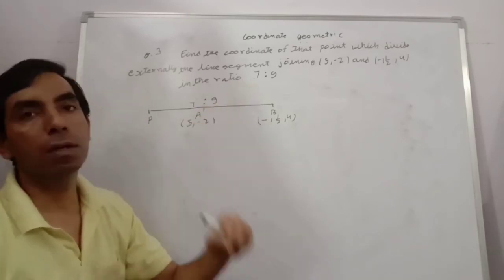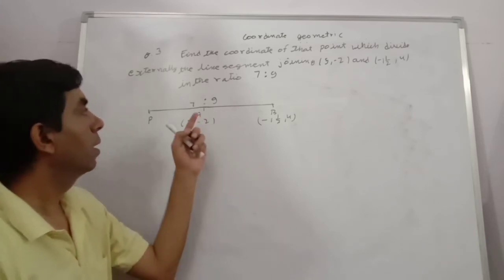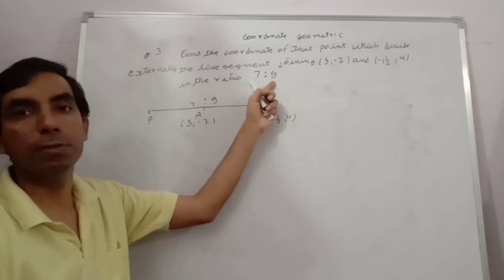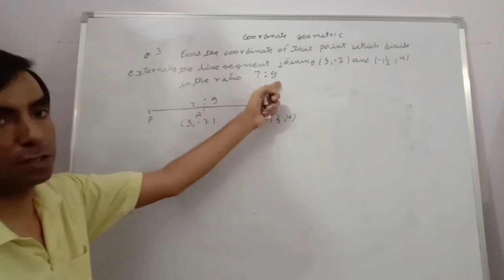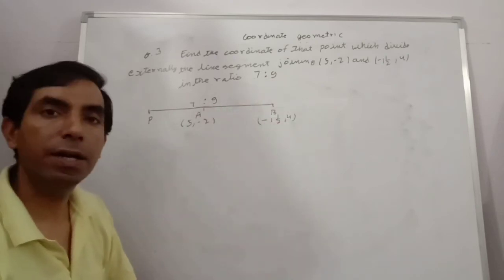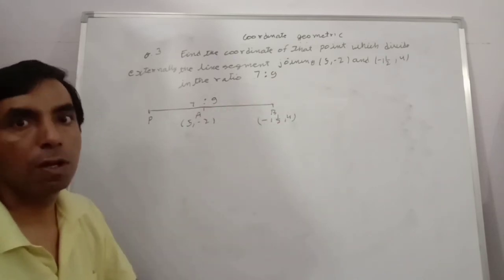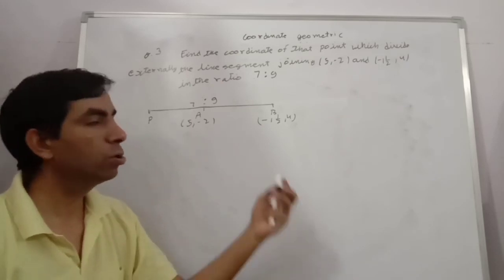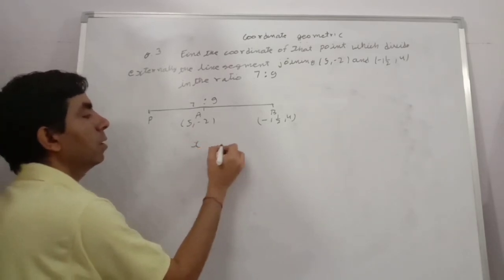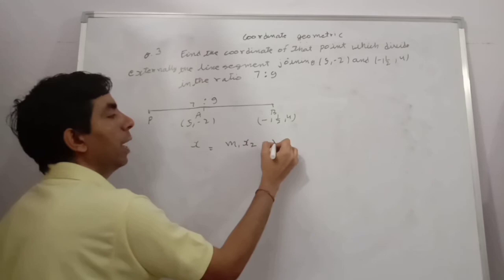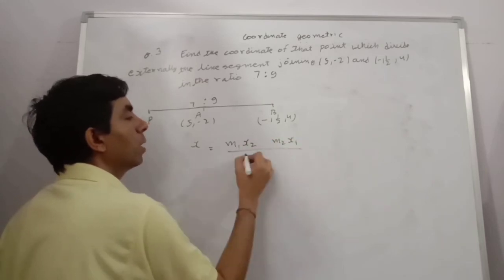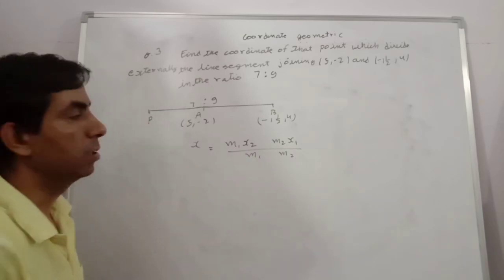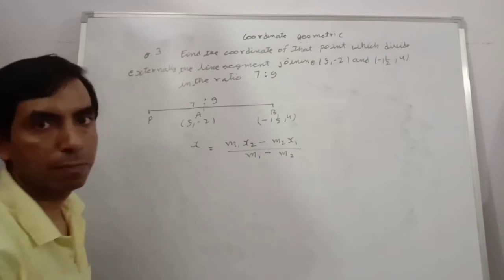If the starting ratio number is big, then the point will be on the first point side. If the last ratio number is small, then it will be on the second point side. Whichever point's ratio number is small, the point will be on that side. So solving it, take the section formula, (m1 x2 minus m2 x1) upon (m1 minus m2). Previously we took the addition sign, so now we take the subtraction sign.